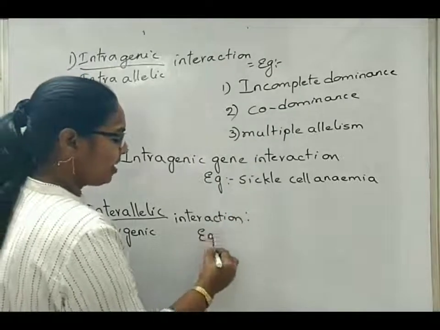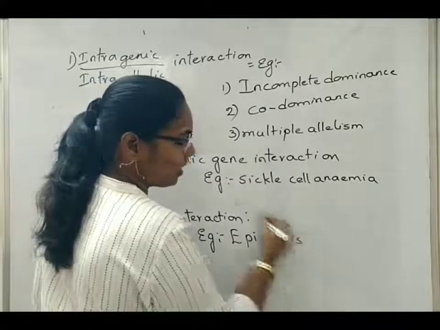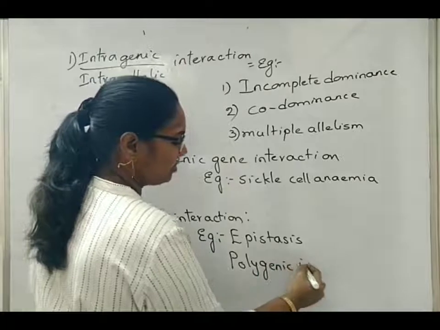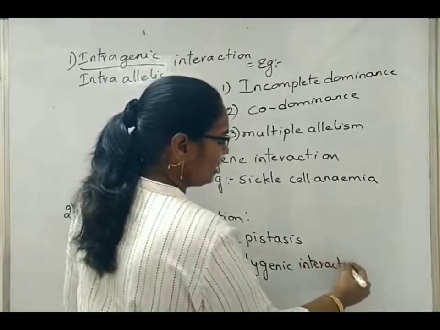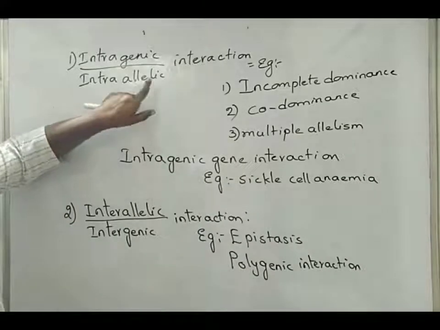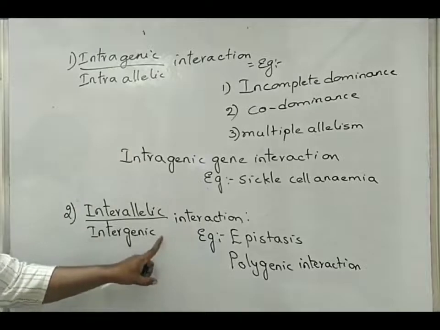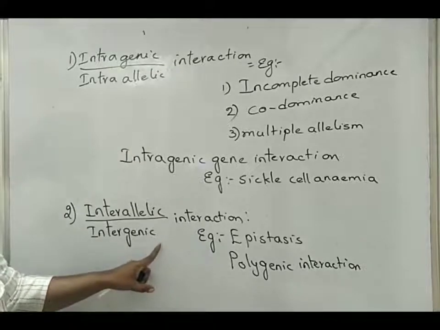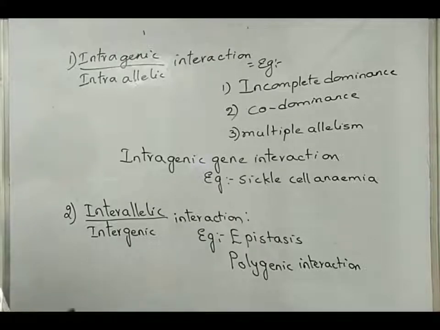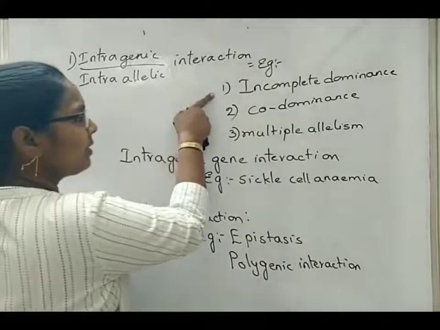The second type of interaction is intergenic interaction. So here the examples are epistasis, and another example is polygenic interaction. Again, I am repeating: this type of interaction will be due to the genes in allele forms on the same chromosome, and this will be due to the interaction between the allele forms of the gene, or genes in allele forms, between two chromosomes. Now we will start one by one, that is first incomplete dominance.